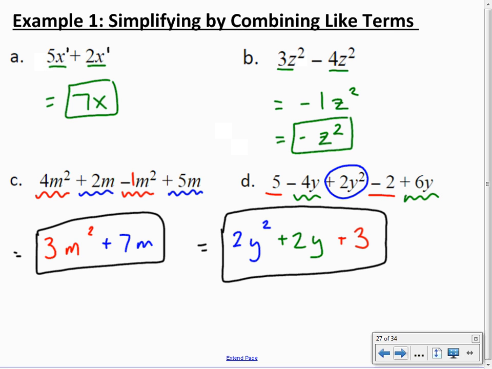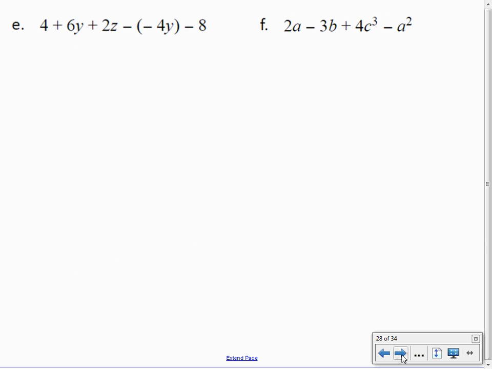And remember, we're not solving anything here. The key word is simplifying. We're trying to make it less messy. We're trying to make it easier to work with, nicer to look at, by combining some like terms. I want you to pause and try examples E and F.